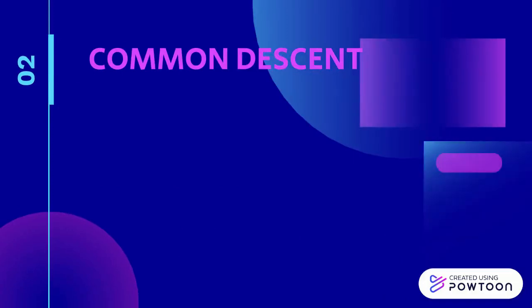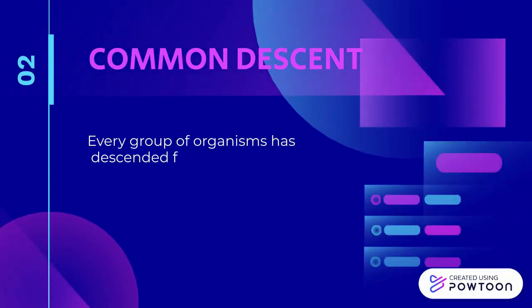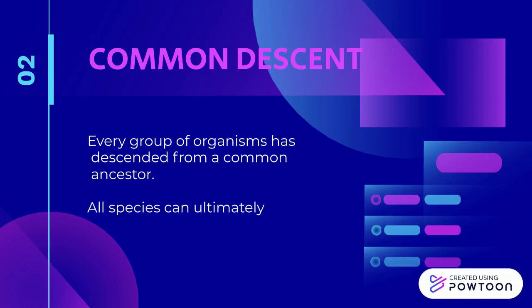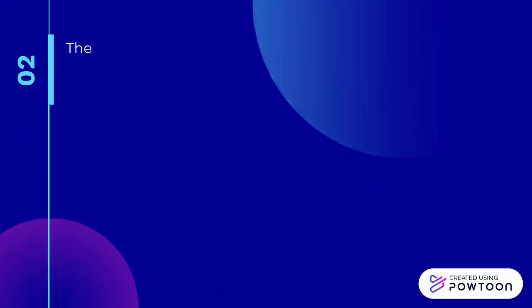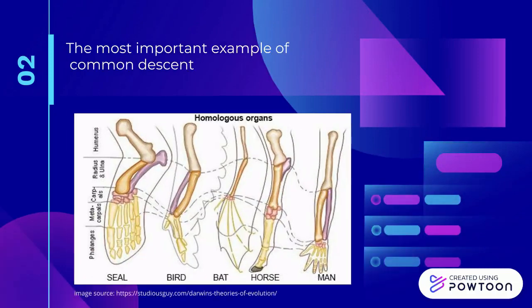Second, common descent. Every group of organisms has descended from a common ancestor. All species can ultimately be traced to a single origin of life on Earth. The most important example of common descent is the similarity of physical features among different species.